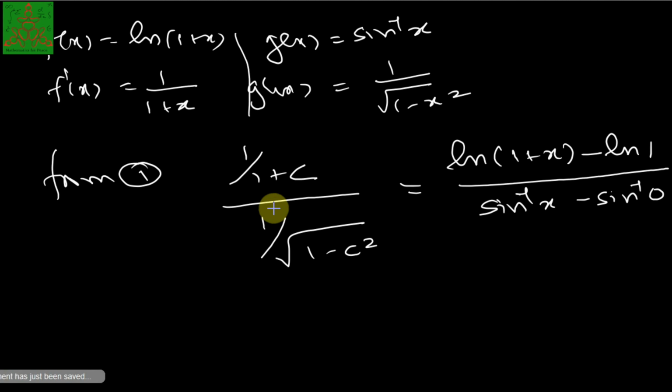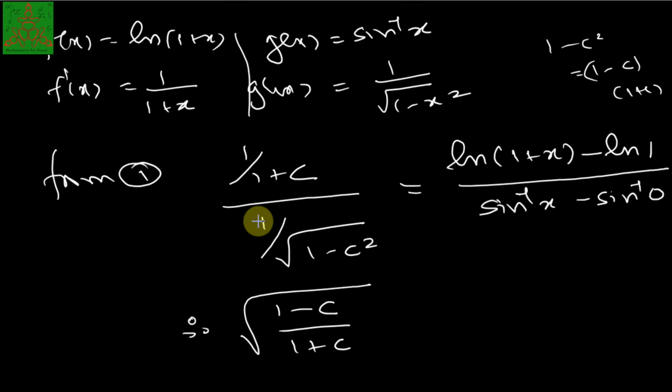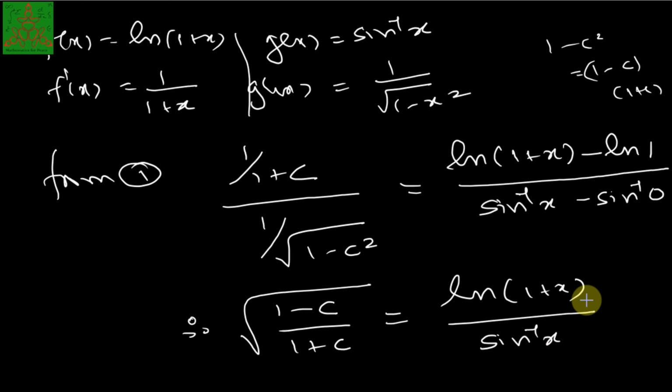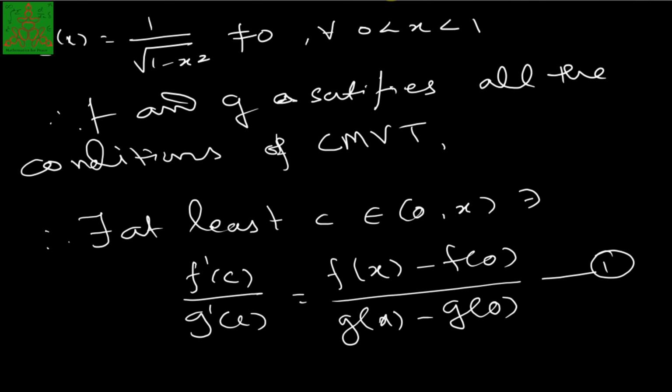Now if you simplify this, 1 minus c square will simplify as 1 minus c into 1 plus c. So one square root will get cancelled out, and we are left with square root of 1 minus c upon 1 plus c, because the denominator goes in the numerator and one factor of 1 plus c is cancelled out. So this is equal to ln of 1 plus x upon sine inverse of x. This is our expression that we are looking for, and here the value of c is in between 0 to x.